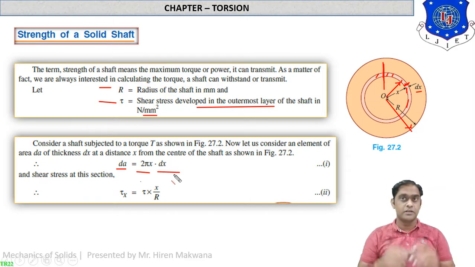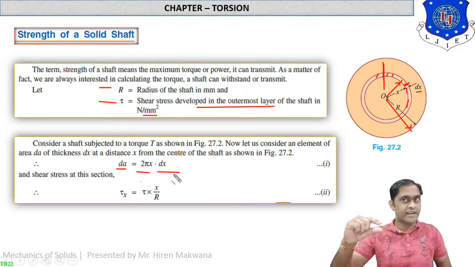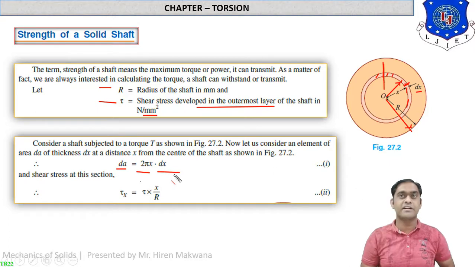Hope you can understand. You just cut the strip and unwound it. It will be a rectangle. The rectangle length will be equal to the circumference of the circle. The rectangle height is equal to the thickness of that ring, dx. Remember this thing. Okay.